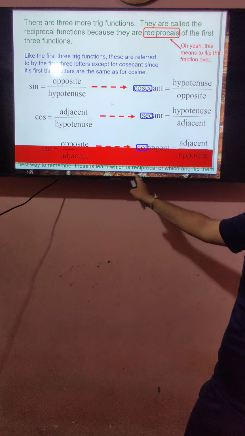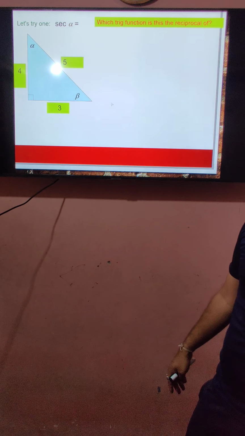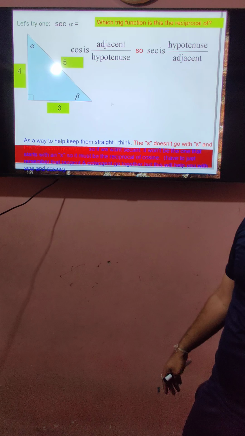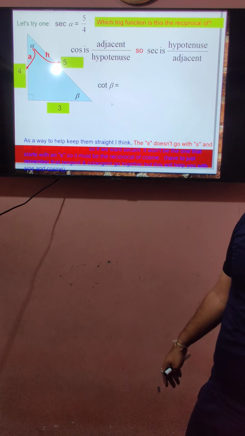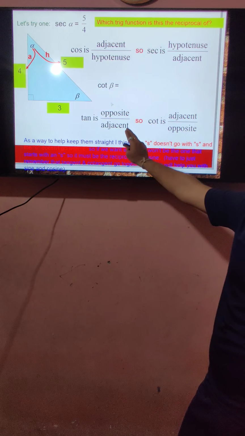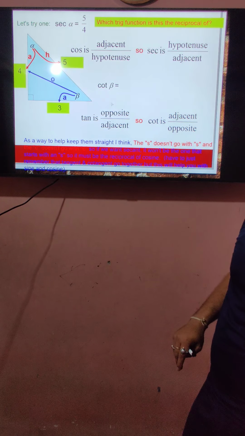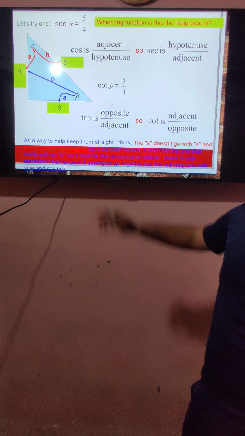The best way to remember this is to learn the reciprocals. Now try with secant theta, which is the reciprocal of cos. Cos is equal to adjacent by hypotenuse, so secant is 5 by 4. In the same way, cot theta: tan is opposite divided by adjacent, so cot is adjacent by opposite, so 3 by 4. Cot beta.